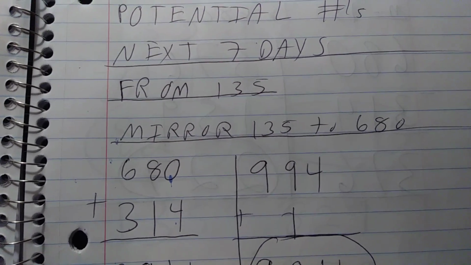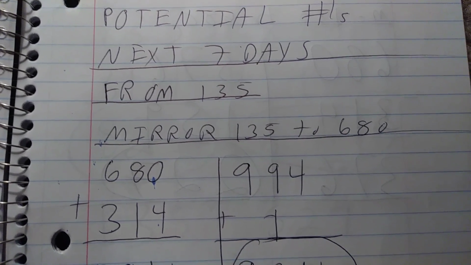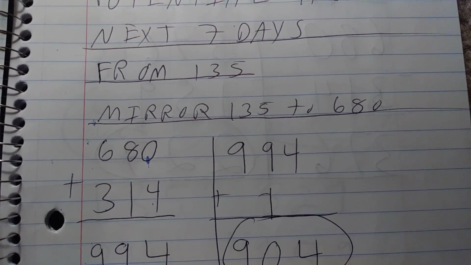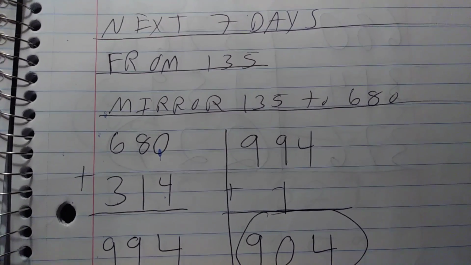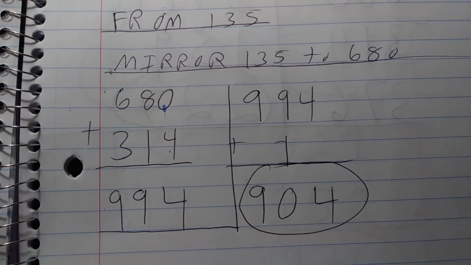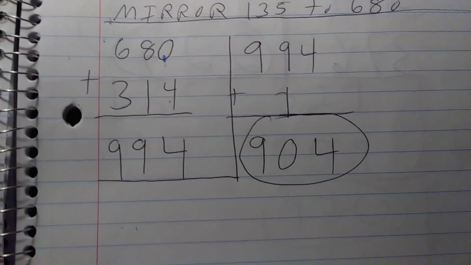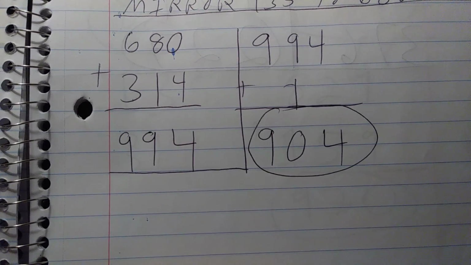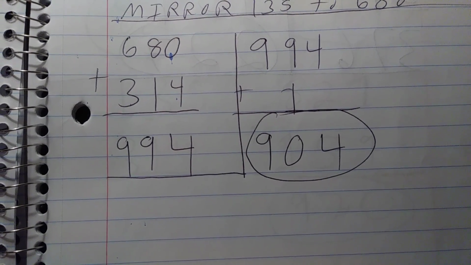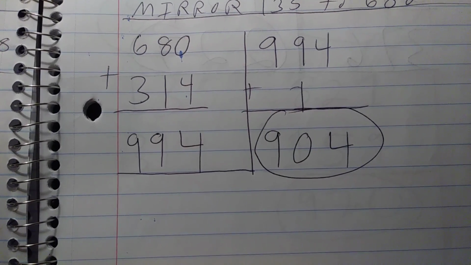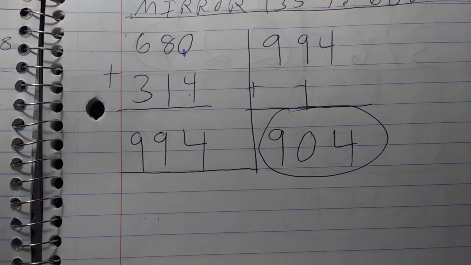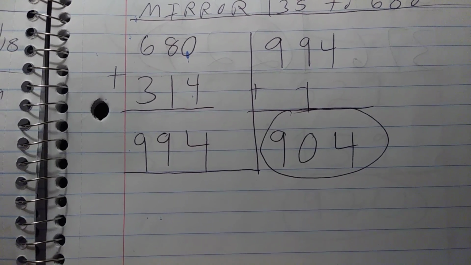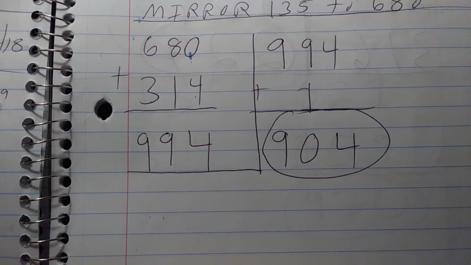So from there, I'm going to show you the potential numbers to hit in the next 7 days. They are circled, but I will do a brief summary at the very end here. So 680, so it's coming from the number 135 that hit tonight. So you take 135, you're going to mirror it to 680. 680 plus 314, so 6 plus 3 is 9. 8 plus 1 is 9. And then 0 plus 4 is 4, so 994. I'm going to add 1 to that middle 9 there, so bring down 94, and then 9 plus 1 is 10, and then keep the 0. And that's 904.